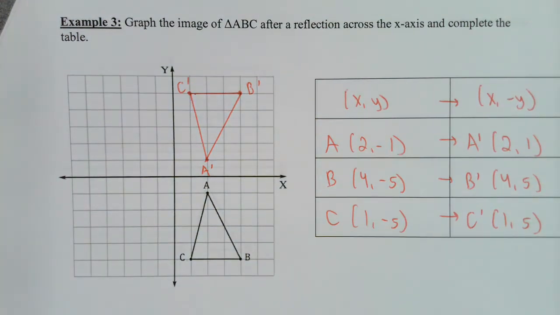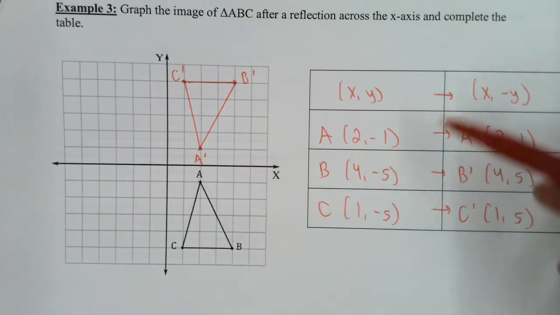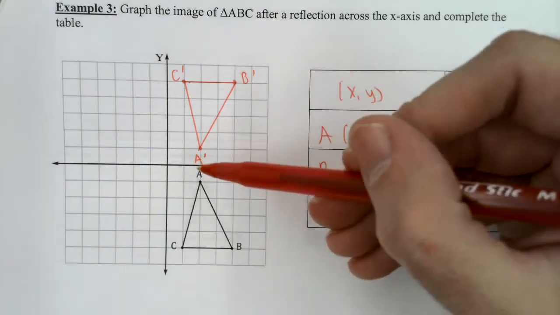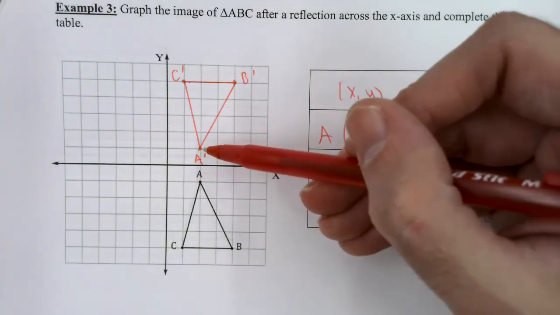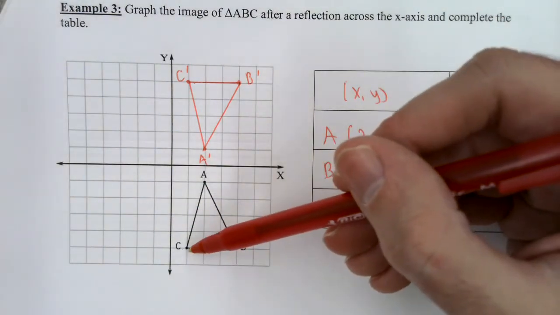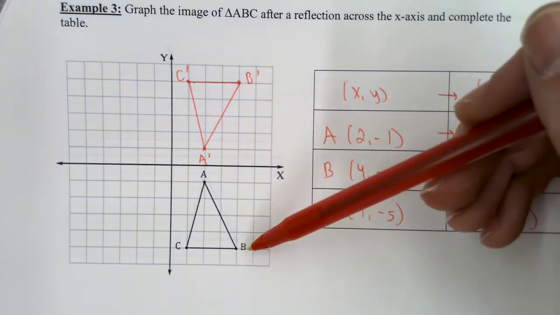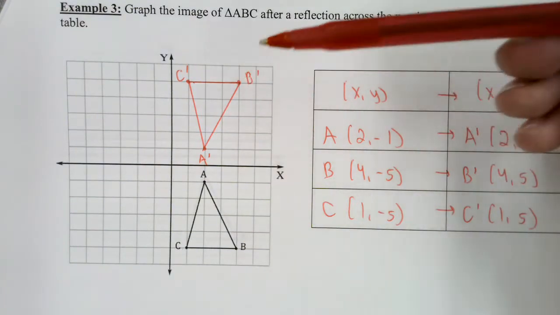Now this one you don't have to, you can graph it without making the table, but I asked you to make the table, so you had to fill in the table. You could just think about it. A is 1 below the x-axis, so A prime is 1 above. C is 5 below, so C prime is 5 above. B is 5 below, so B prime is 5 above.